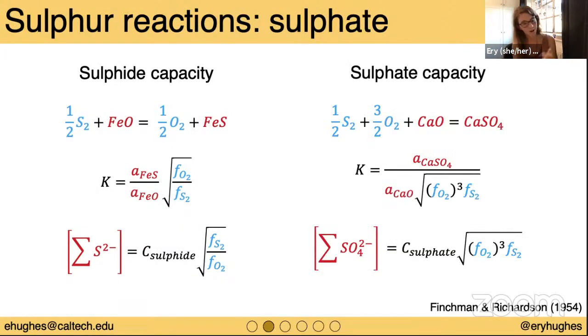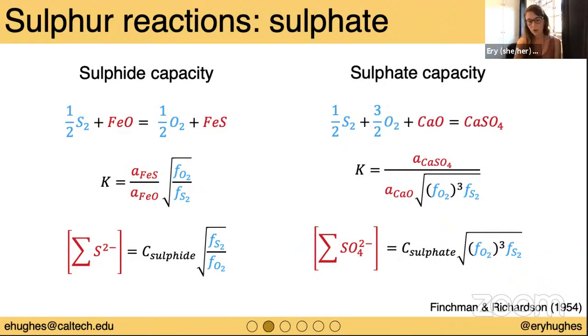For sulfate, we can write a similar equation, shown here. You'll see that in this case, the sulfate content dissolved in the melt is equal to the sulfate capacity times the square root of oxygen fugacity cubed times sulfur fugacity. Because we have a different stoichiometry to create sulfate in the melt, we get quite a different relationship to the gas phase. And that's going to give us really interesting behavior when we change the oxygen fugacity of the system.